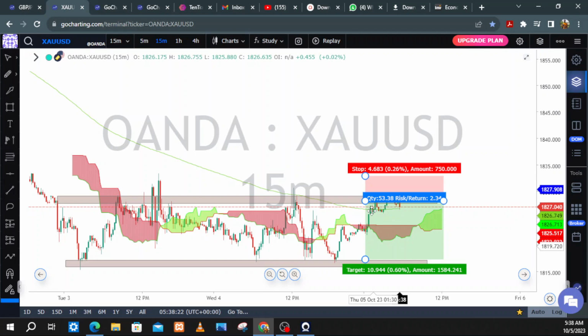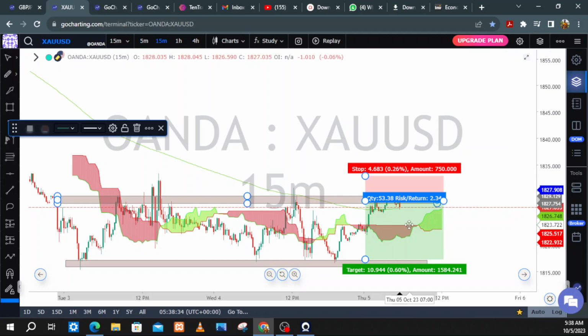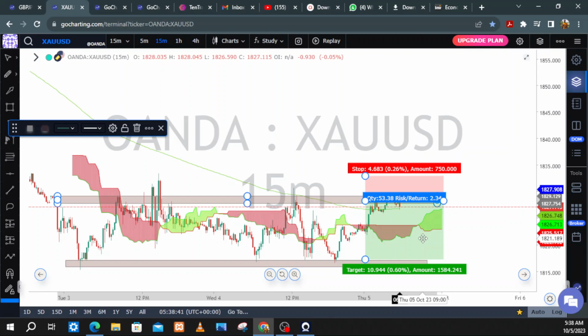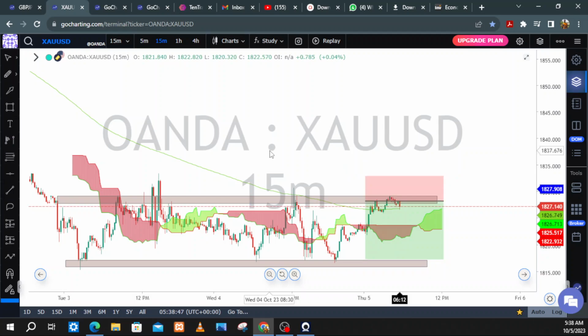This particular one is a good sell opportunity because the risk reward is great, 1 is to 2.34. So it's a very nice trade or risk to take. All right, so that is done with gold. Gold is a simple one.